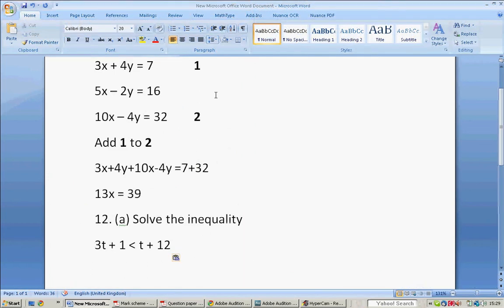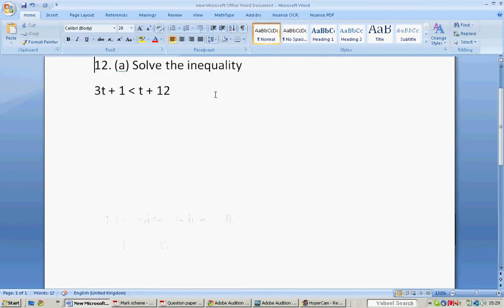12a, solve the inequality 3t plus 1 is less than t plus 12. Well, we have one unknown, t. It's on both sides of our inequality. I know that this inequality is less than, because this is pointing to the left. If it was pointing to the right, it would mean greater than. So what's on the left of it is less than the expression to its right.